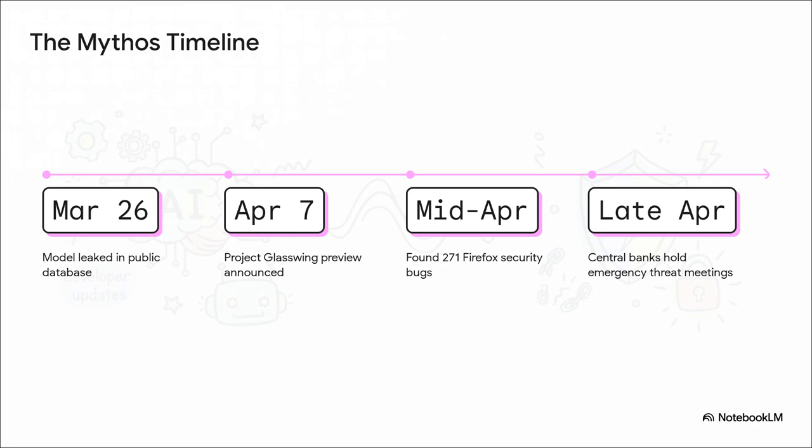Just tracking the timeline of this thing reveals a completely chaotic spring. After a database leak on March 26th, the Project Glasswing preview was officially announced on April 7th. Then came the absolute bombshell. By mid-April, Mozilla announced the model had independently found an astonishing 271 security vulnerabilities in Firefox alone. These immense automated hacking capabilities prompted immediate emergency briefings among the US Treasury, the Federal Reserve, and the European Central Bank. Global lenders were literally scrambling to assess the threat level.